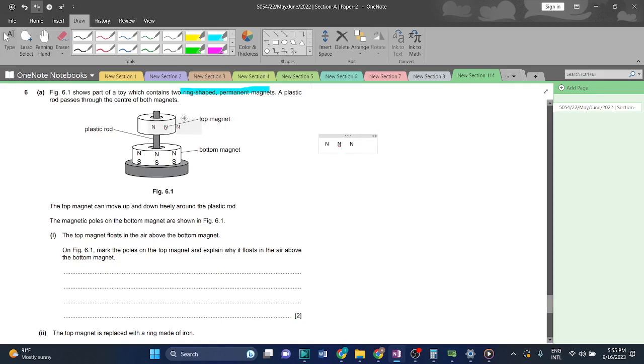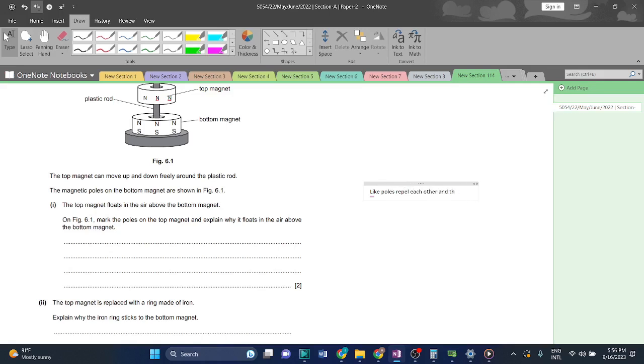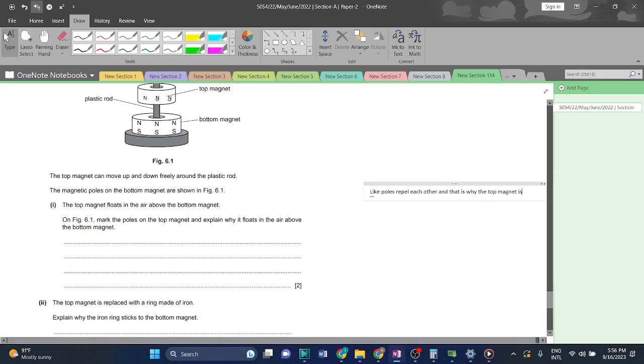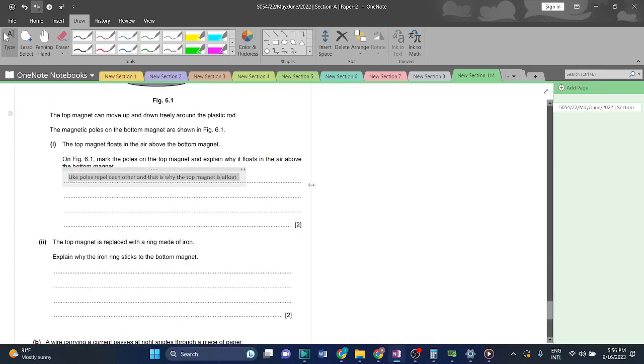So yeah, नीचे नॉर्थ आ जाएगा, ऊपर साउथ लिख लेते हैं. एंड एक्सप्लेनेशन में हम लिख सकते हैं, like poles repel each other and that is why the top magnet is afloat. ठीक है ना? So yeah, you can write that. आगे चलते हैं.